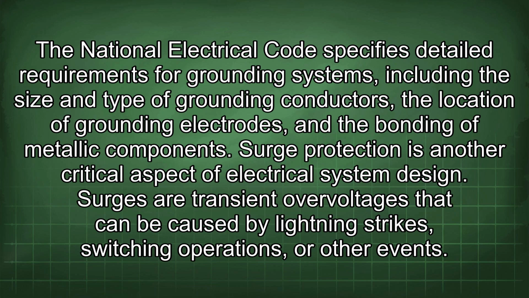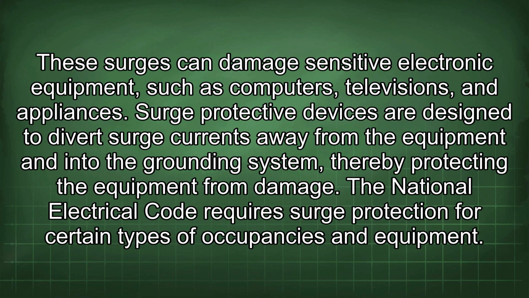Surge protection is another critical aspect of electrical system design. Surges are transient overvoltages that can be caused by lightning strikes, switching operations, or other events. These surges can damage sensitive electronic equipment such as computers, televisions, and appliances. Surge protective devices are designed to divert surge currents away from the equipment and into the grounding system, thereby protecting the equipment from damage. The National Electrical Code requires surge protection for certain types of occupancies and equipment.